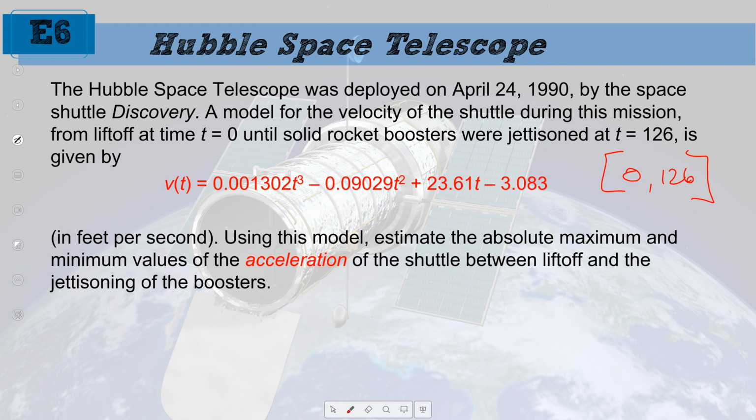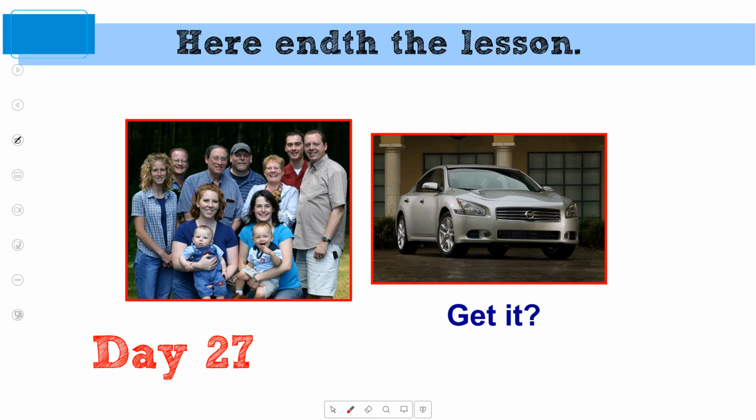Okay. I'm not going to take you through that problem. It's got some ugly decimal values, and solving the problem is not important. It's the concepts behind the problem that is why I included it. The idea of taking whatever function you're talking about, in this case the acceleration, taking its derivative to find the absolute max and min. Okay, we good? All right.